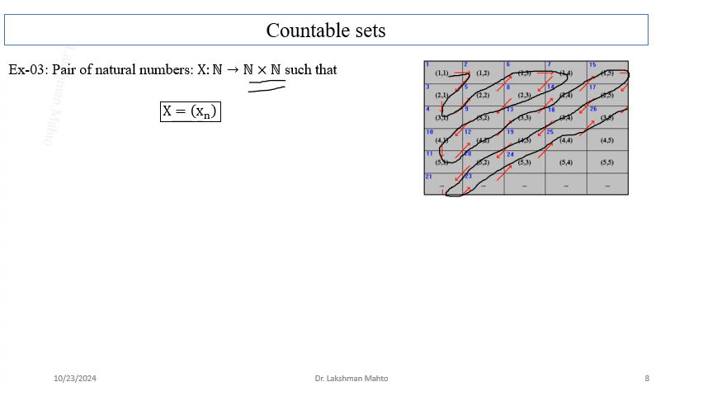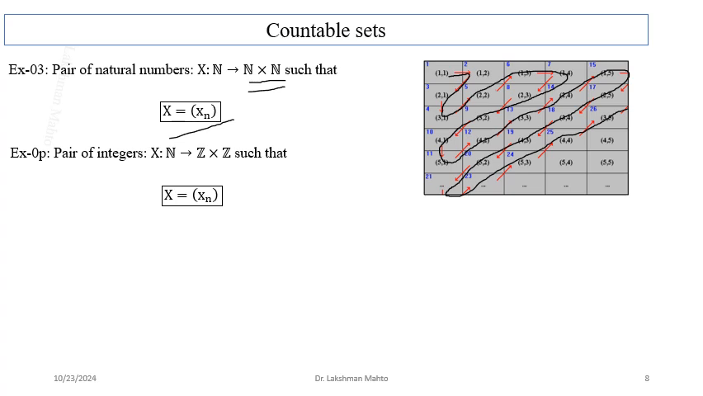Why? Because we are able to put it in the form of a sequence. What is the meaning of sequence? That we are getting a bijection with the set of natural numbers. That is the meaning of sequence. Okay. So, you can generalize it further for Z cross Z.